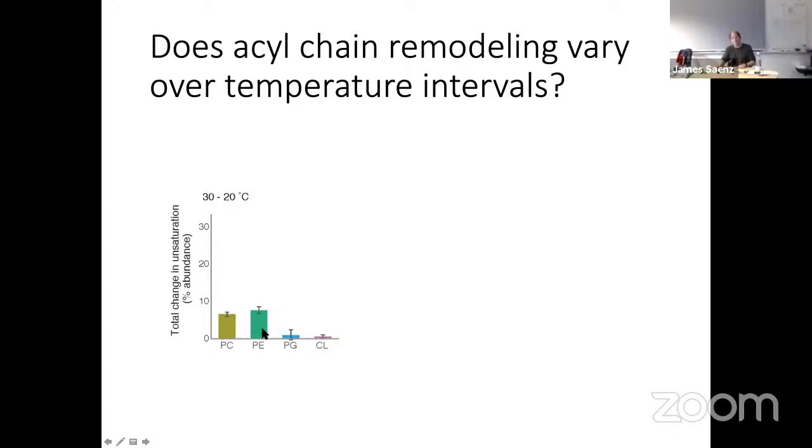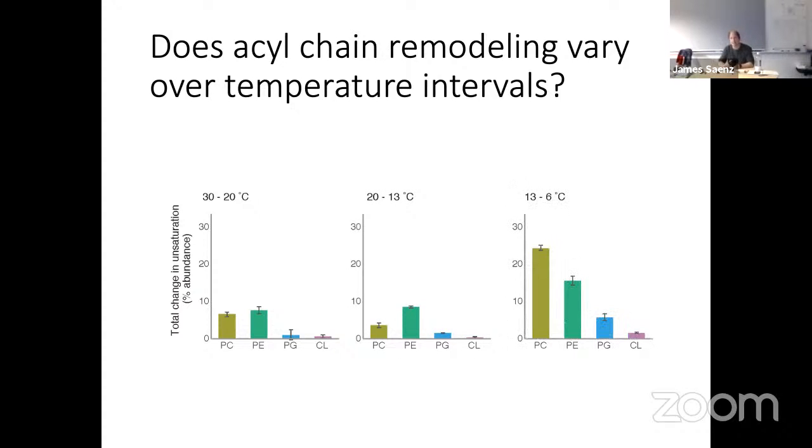And we see PC and PE contribute the most to unsaturation variability. Now we go down 20 to 13, PE becomes more dominant. So that's interesting. Then we go down 13 to 6. Now PC is the most dominant. So you can see that this is not something that's a fixed ratio. It's changing with different temperature intervals, suggesting that this might actually be regulated and there might be some logic behind how they're deciding where to modify acyl chains, depending on the condition, the temperature range, for example.